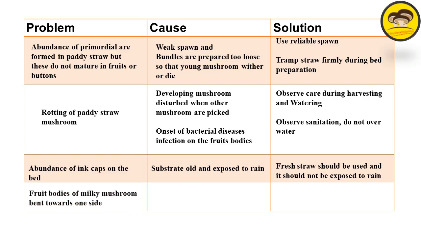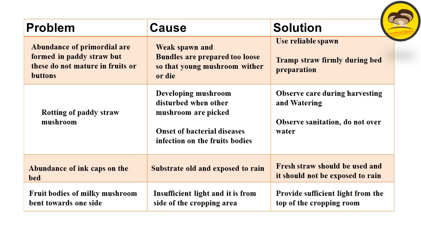Fruit bodies of milky mushroom bent towards one side: insufficient light, and it is from the side of the cropping area. Provide sufficient light from the top of the cropping room.